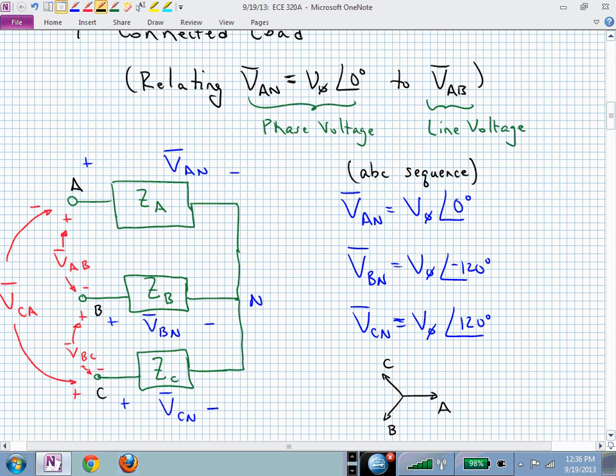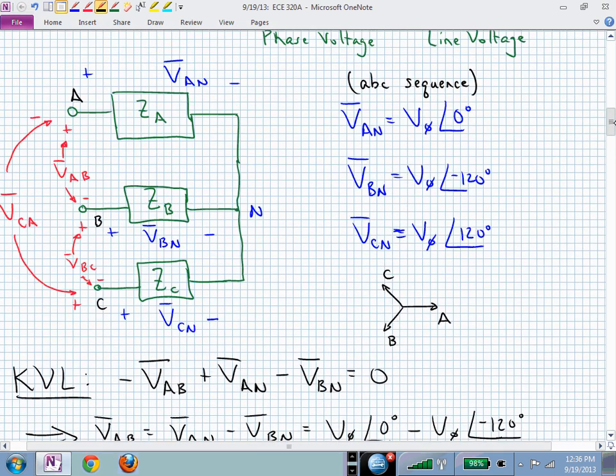With an ABC sequence, we've assumed a phase voltage magnitude of V sub phi, and the B phase is behind the A phase by 120. The C phase is behind the B phase by 120 also. We can then talk about different voltages. We could get a multimeter and measure between A and N. That would be the phase voltage, V sub AN, or we could measure the line voltage between terminal A and terminal B, and that's going to be different. I hope it's clear, and we derived that last time.